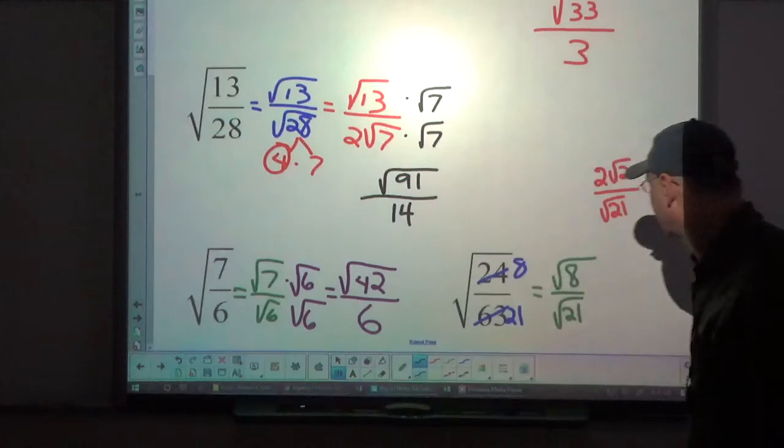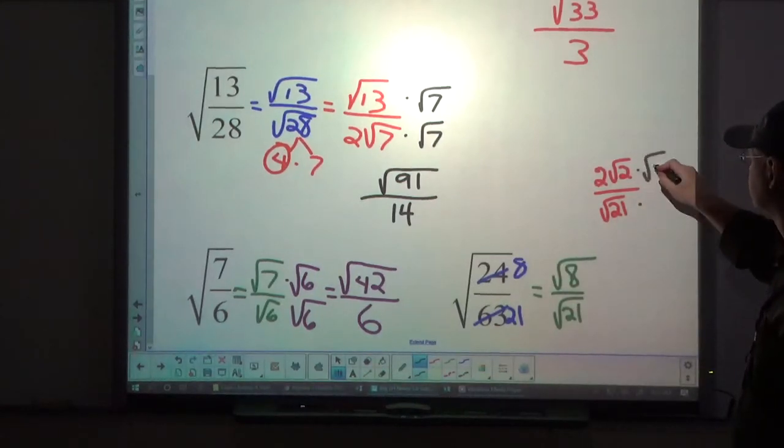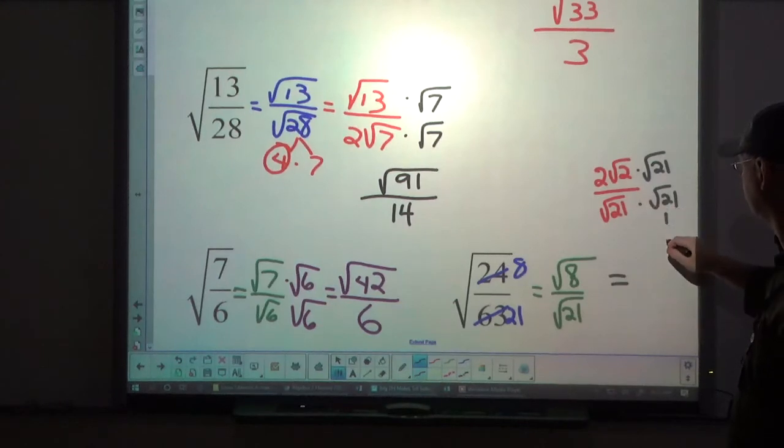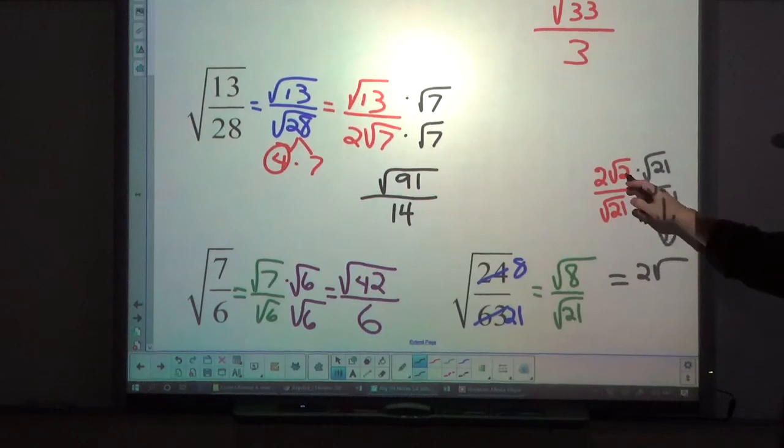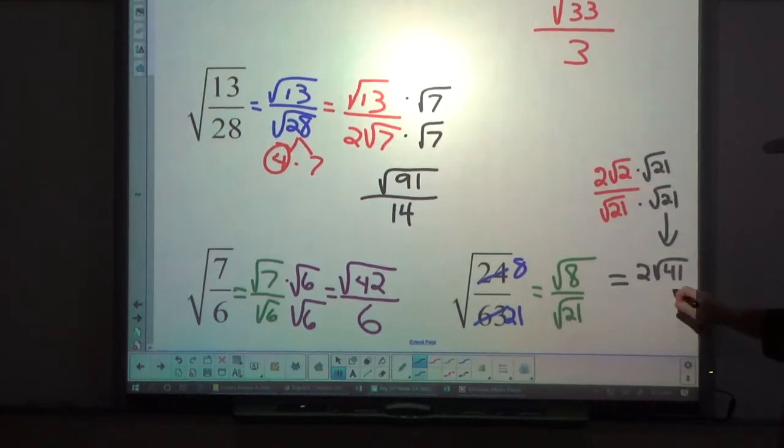Now I'm going to rationalize by multiplying top and bottom by square root of 21. The result of this will be 2 square root of 21 over square root of 21 times the square root of 21, the number 21.